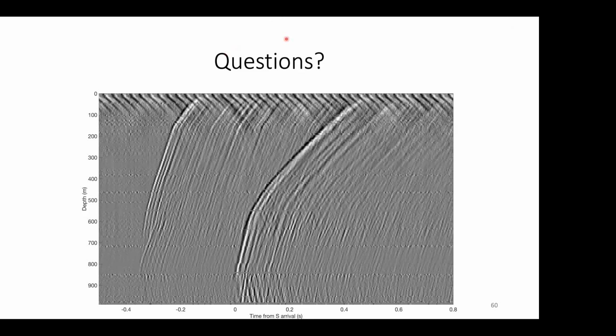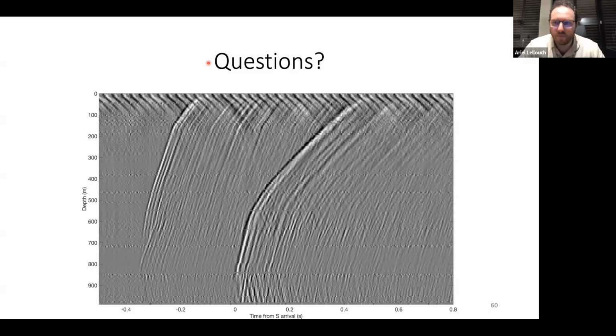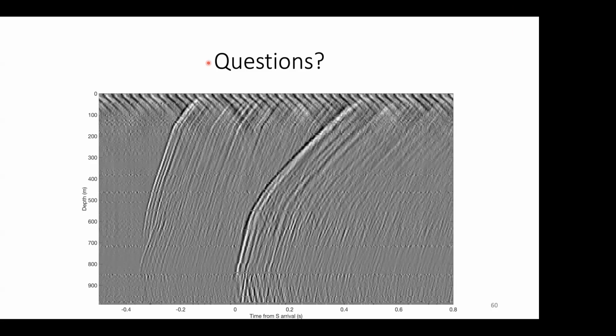Yeah. Okay, back at the beginning, you talked about array forming. I was just wondering if you experimented with the number of elements in the array and the delay you gave to each element. You could actually do some beam forming and try to find out where the energy is coming from.